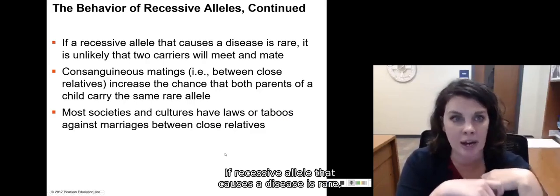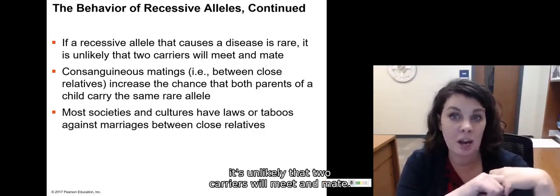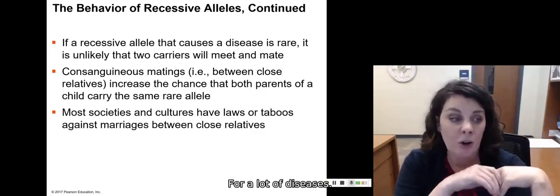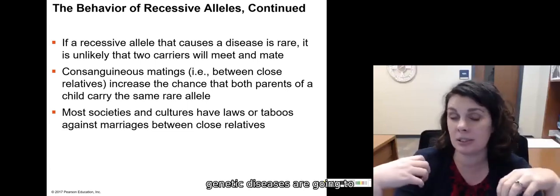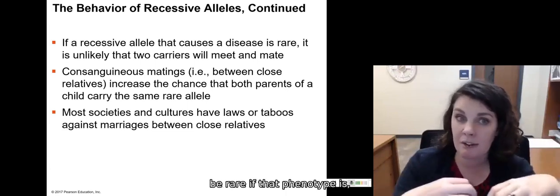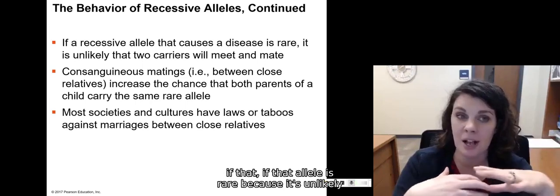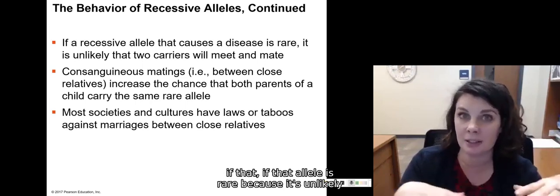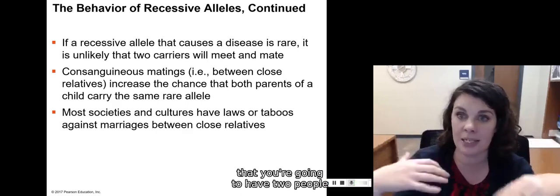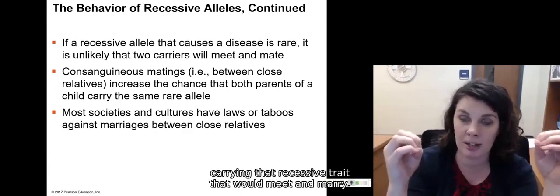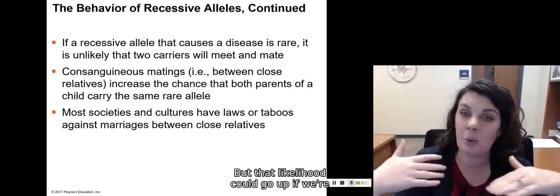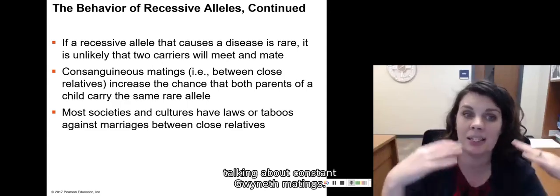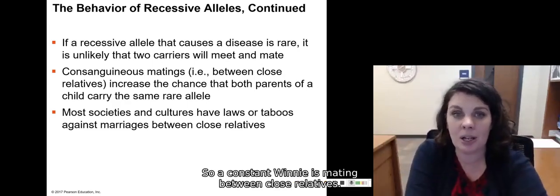If a recessive allele that causes a disease is rare, it's unlikely that two carriers will meet and mate. So for a lot of genetic diseases, they're going to be rare if that allele is rare, because it's unlikely that you're going to have two people carrying that recessive trait who would meet and marry. But that likelihood could go up if we are talking about consanguineous matings.